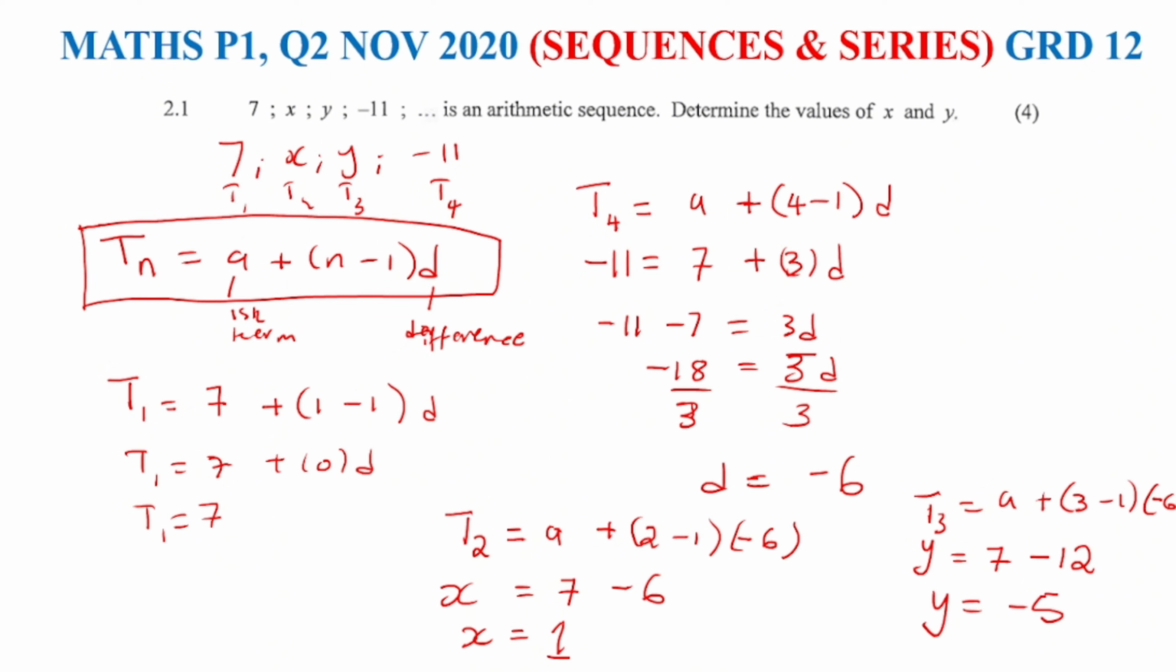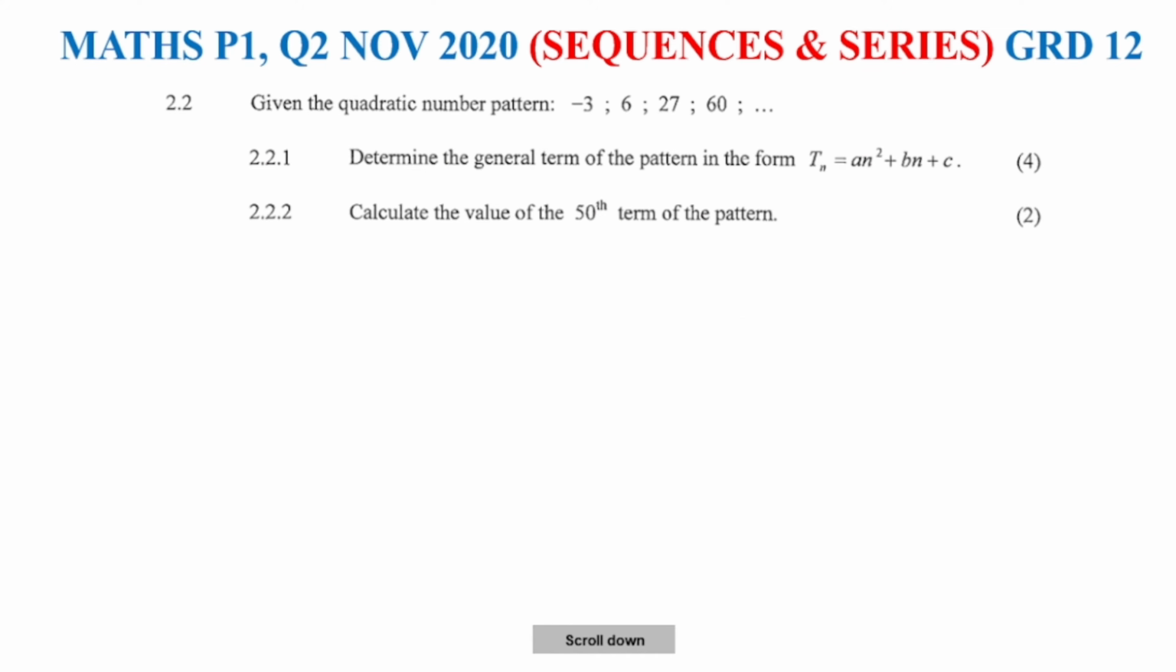Let's go to question number 2.2. Right. 2.2 says a given quadratic pattern. Okay, we understand this is a quadratic pattern. In a quadratic pattern, you would remember that we are going to look for the second difference, and therefore we should have the original terms given there. Then 2.2.1 says determine the general term of the pattern in the form Tn is equal to an squared plus bn plus c.